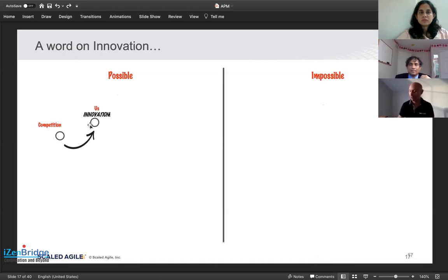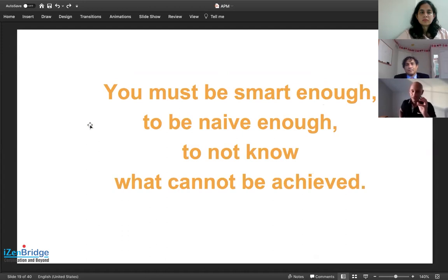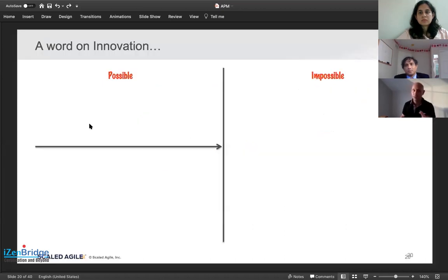Not innovation at all. What innovation really is the idea that we want to be smart enough to be naive enough to not know what cannot be achieved. Really think about that statement. You must be smart enough to be naive enough to not know what cannot be achieved. That's the spirit of innovation. And what that looks like is we're going to blindly charge towards that wall that separates what we know to be possible from what we know to be impossible.